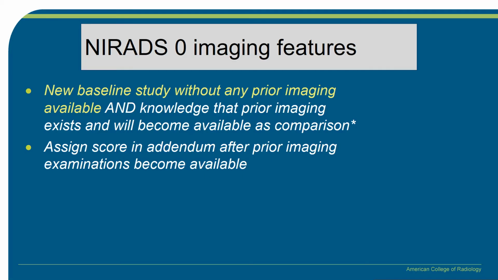NI-RADS 0 is a new baseline study, a new study to your institution where you don't have the prior imaging, but it is available. So you want to go ahead and assign the score and then create an addendum once that prior imaging becomes available. And this will serve as a safety net to prevent you from making mistakes and overcalling abnormalities without the prior.